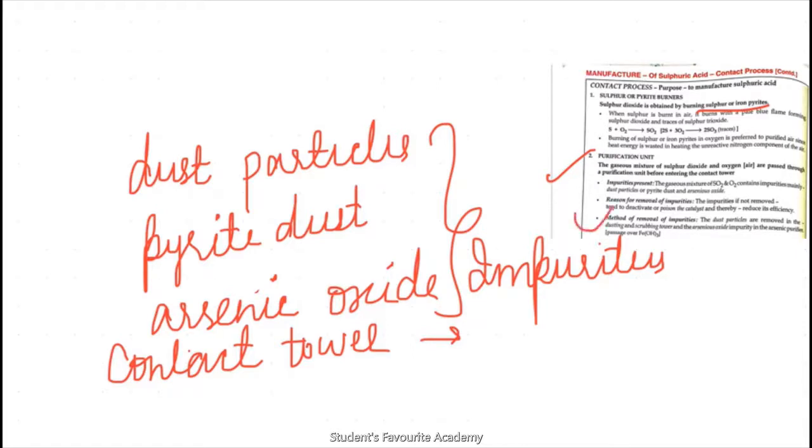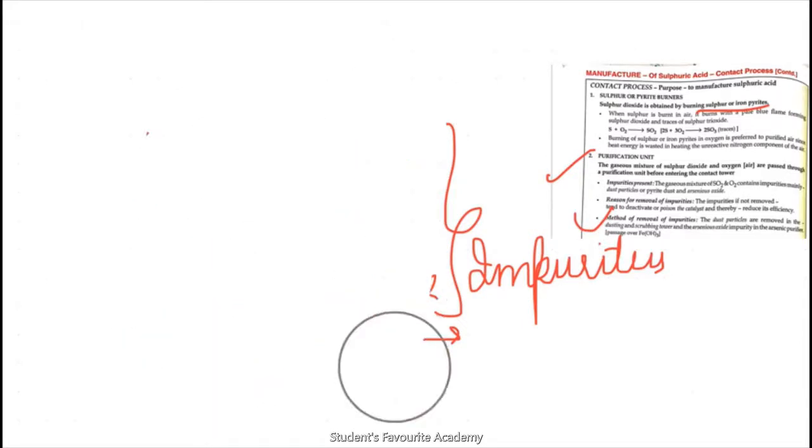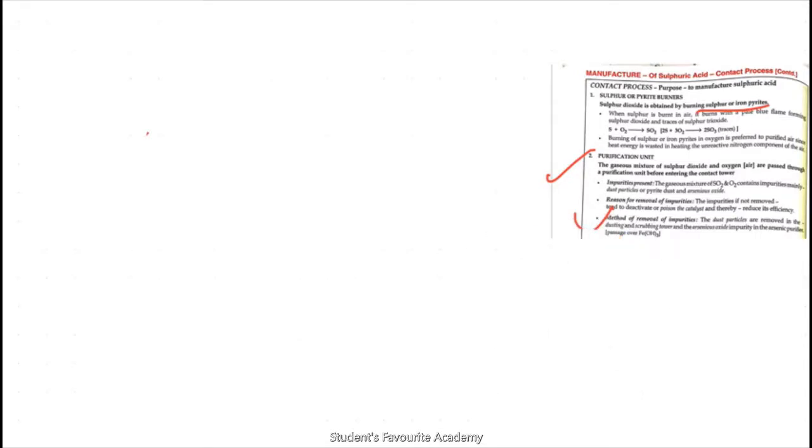And then what is the method of removal, children? The dust particles are removed. We already know that there was a dusting tower, a scrubbing tower, and then an arsenic removal tower. So these three are the chambers wherein we were removing the impurities. In the dusting tower, if you remember, we were just passing the steam to remove the external impurities. In the scrubbing tower also we were removing the dust particles, and in the arsenic oxide tower we were removing the arsenic oxide. So this was the purification unit.